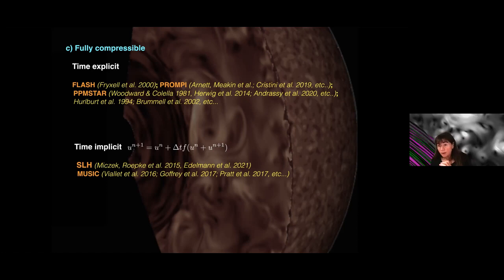And then you have a time implicit approach, where your solution at time step n+1 is actually a function of the solution at time step n and time step n+1, which means that it's more complicated, and you need to have an integration method. And actually, this is what is used in 1D stellar evolution codes, the time implicit method. And here we have two codes, the 7-League Hydro code and the MUSIC code that we have been developing in Exeter, etc.